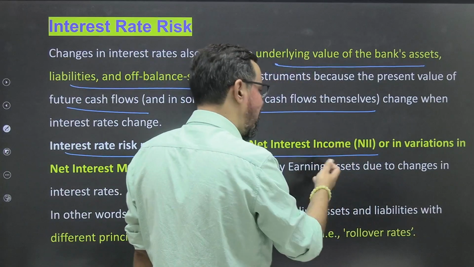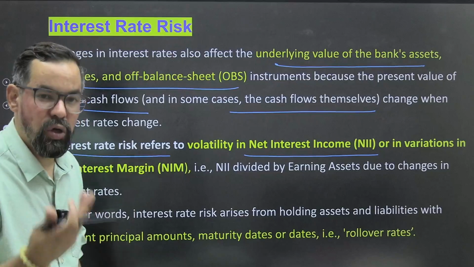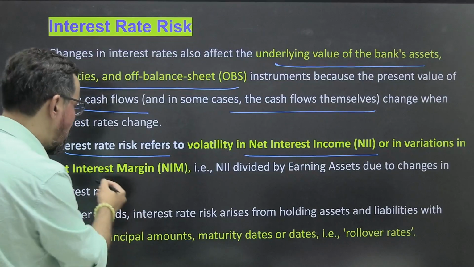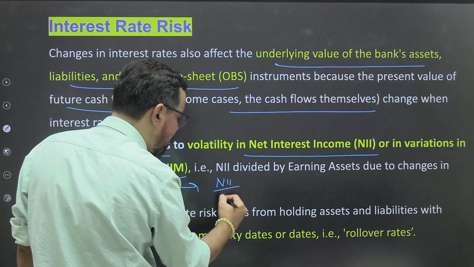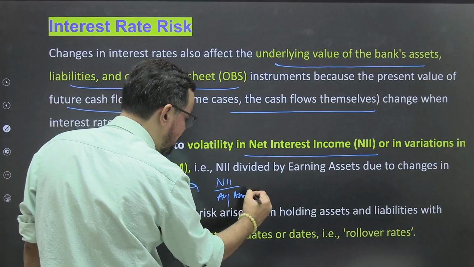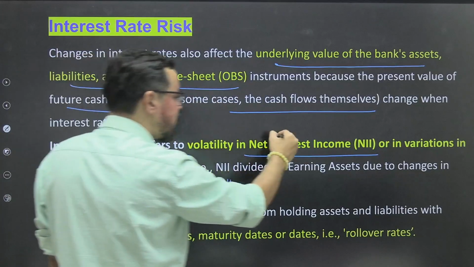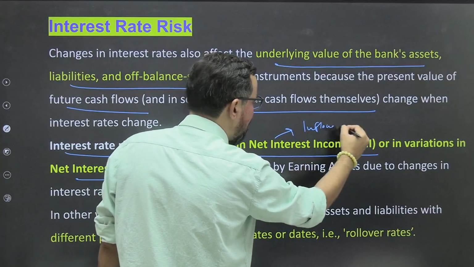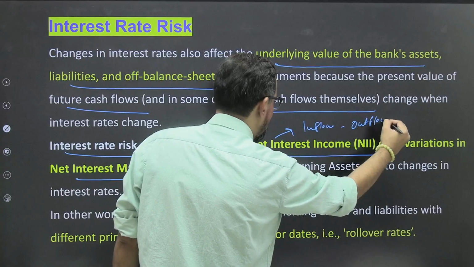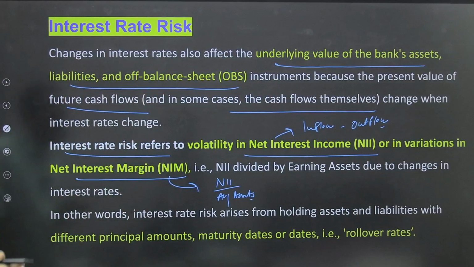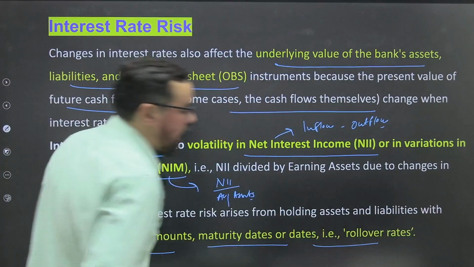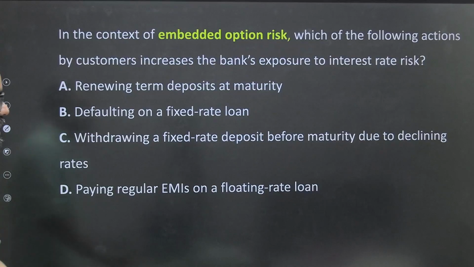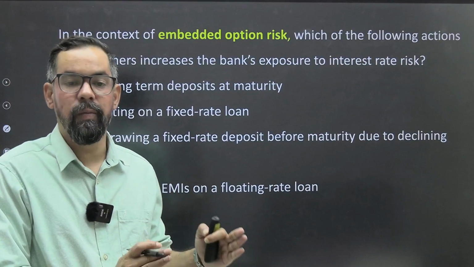And if there is some change in NII, obviously it will make some sort of variation in your NIM also. Because how do we calculate NIM? It is NII divided by average assets. Okay, so it is NII divided by average assets, right? NII is basically your inflow minus outflow. Okay, so it is inflow minus outflow, right? So in other words, interest rate risk arises from holding assets and liabilities with different principal maturity dates and rollable rates. Okay? I hope this is clear with the help of 3-4 questions. Okay?